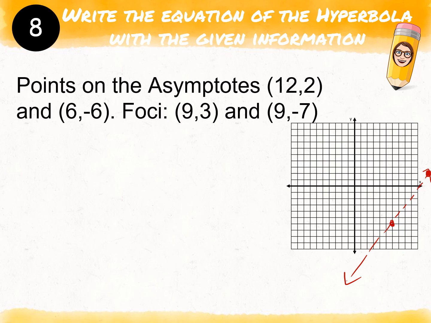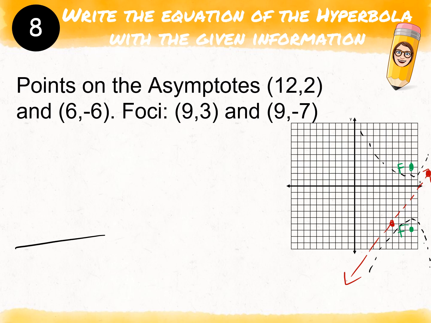Foci are at 9, 3. I'm going to write a little f there to remind myself. And 9, negative 7. That gives us a lot of information, actually. So I'm just going to envision, if that's my focus, that means I've got some kind of parabolic shape this way and parabolic shape this way, right? So the focus can get us our center.